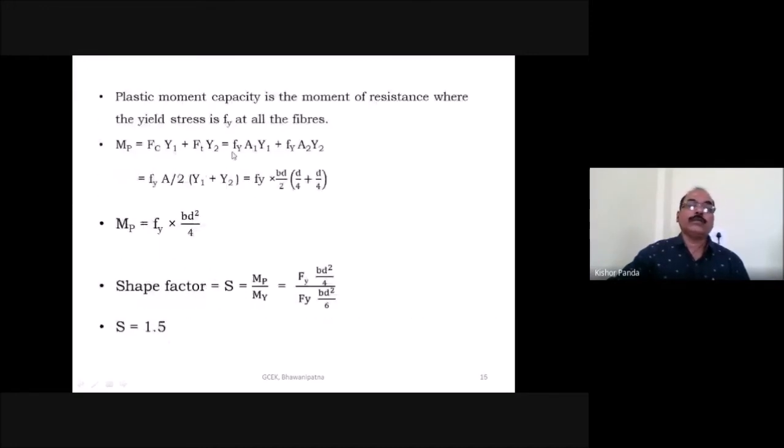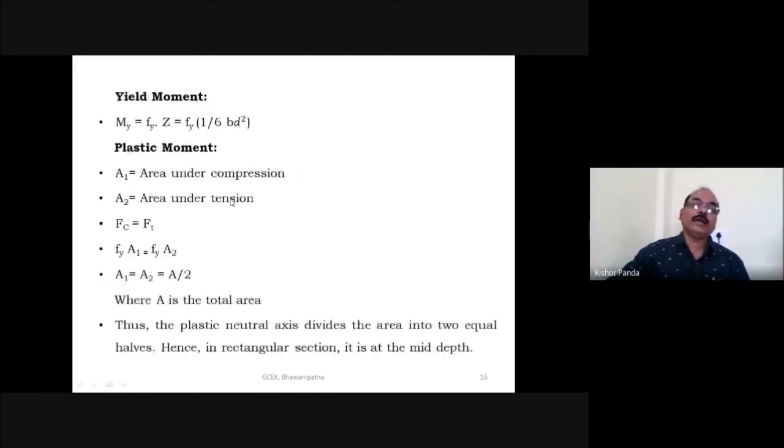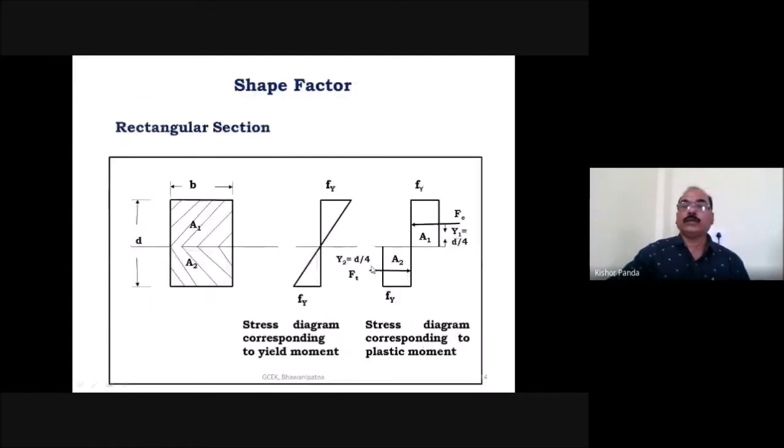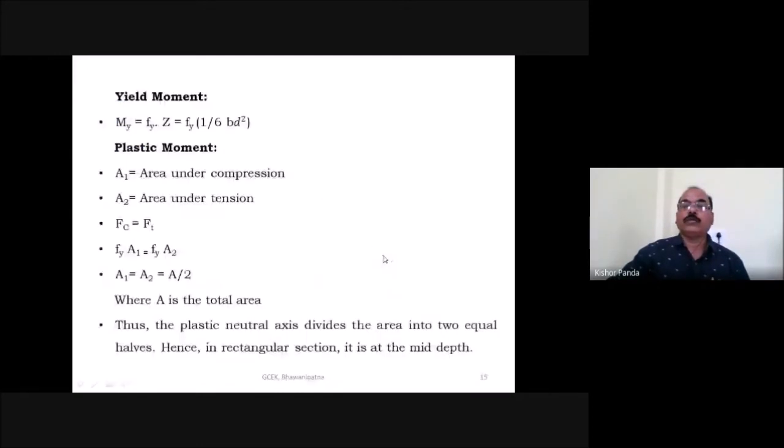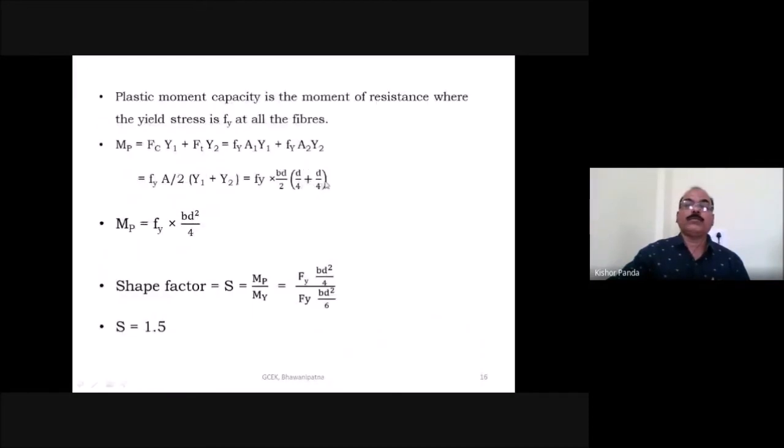So here you take Fy into A2 common, so Y1 plus Y2. Y1 is this distance. Y1 is equal to D by 4 and Y2 is equal to D by 4. You have to put here D by 4 plus D by 4. Then after simplifying this one, you'll get the plastic moment is equal to Fy into Bd square by 4.